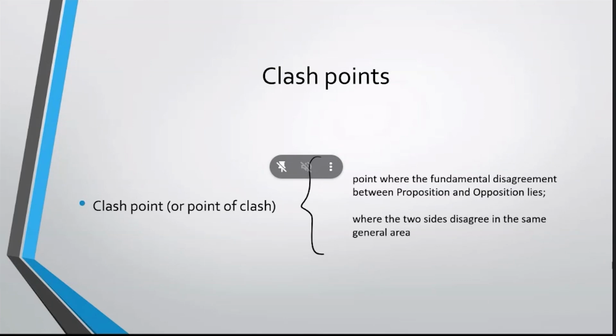Okay, yeah, so you were exactly right. A clash point or a point of clash is the point where the fundamental disagreement between proposition and opposition lies. So this is where the two sides disagree in the same general area or topic.